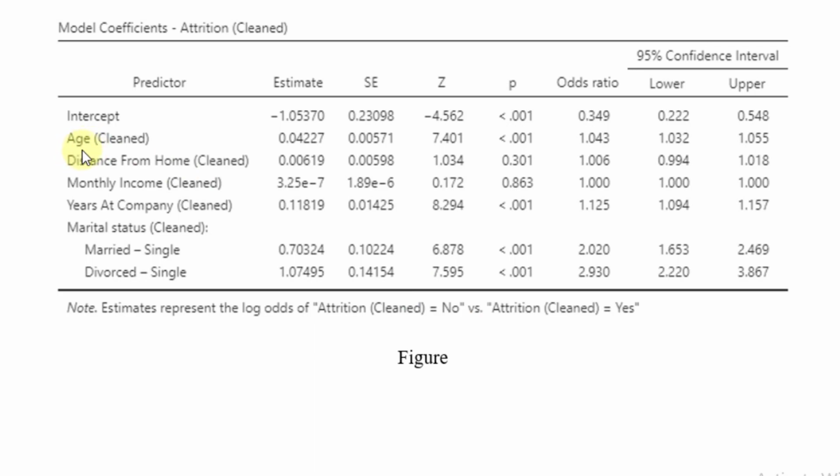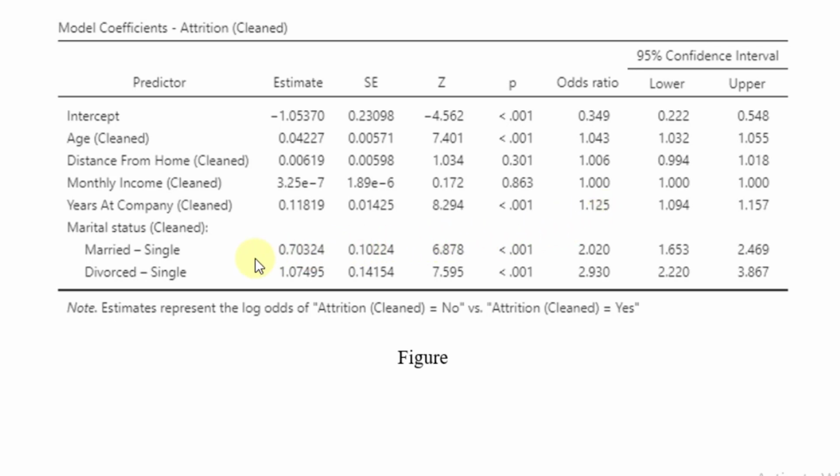So with the increase in age, the likelihood or the odds ratio is 1.043 times more that the participant will do no attrition. Similarly, years at the company will be interpreted as: with the increase in service at the company, the likelihood of no attrition is 1.125 times more than attrition yes.